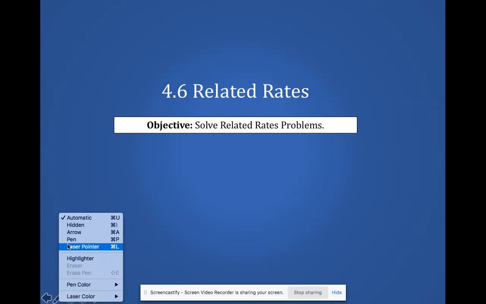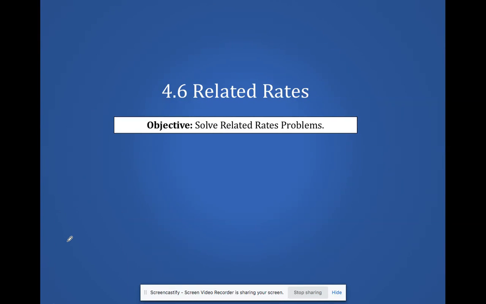Hey kids, time to do some related rates. Related rates often gives students a hard time, but it's not the calculus. It's getting to the calculus. So for related rates, what this really means is you are solving word problems.